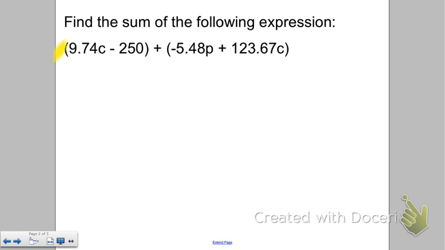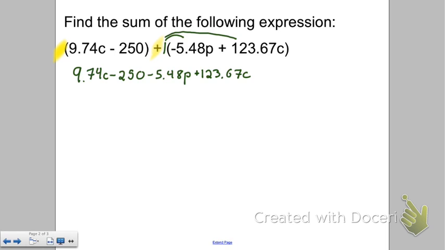In front of this first parentheses, there's nothing there for me to distribute, so I can just bring the 9.74C minus 250 down. In front of this other parentheses, I have this plus sign. There's an imaginary 1 there, so I'm going to distribute that positive 1 to everything inside the parentheses. Positive 1 and negative 5.48 gives me a negative 5.48P. Positive 1 and a positive 123.67C gives me a positive 123.67C.